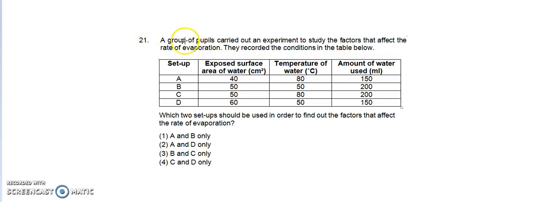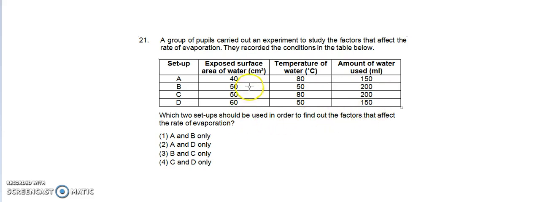Question 21. A group of pupils carried out an experiment to study the factors that affect the rate of evaporation. They recorded the conditions in the table below. So we have setups A, B, C, and D. We have three factors here: exposed surface area of water, temperature of water, and amount of water used. So which two setups should be used in order to find out the factors that affect the rate of evaporation?